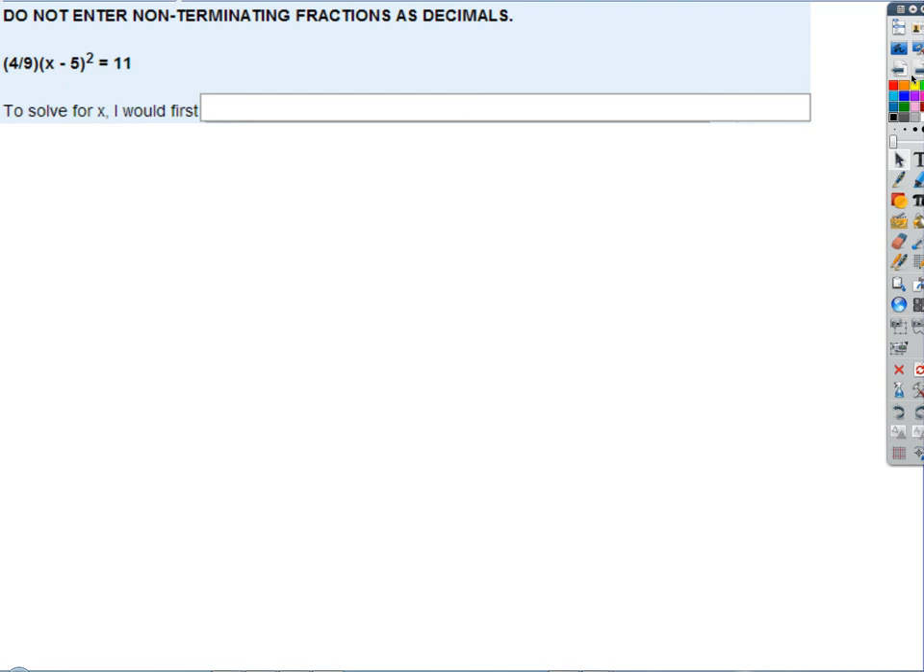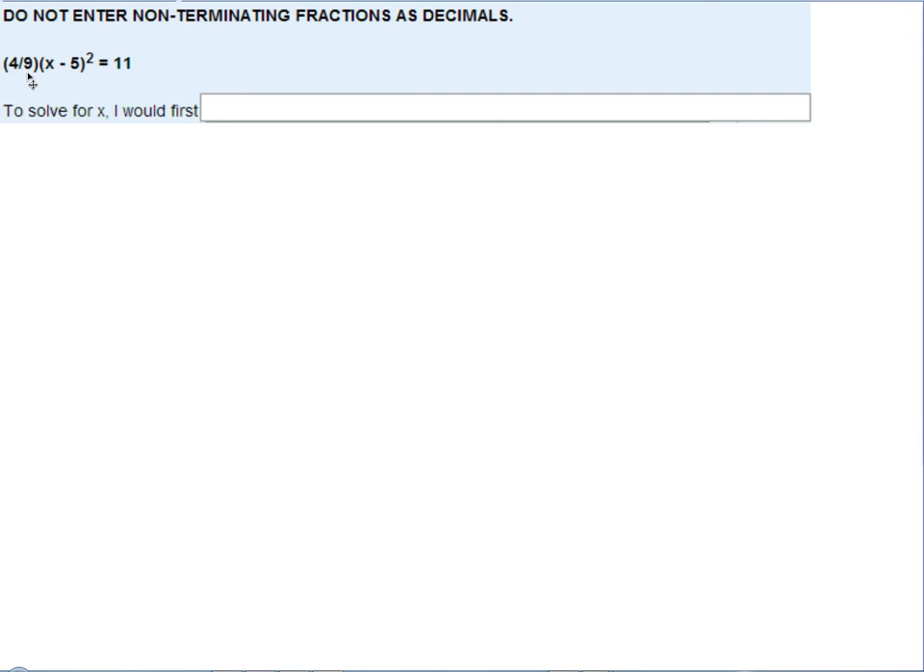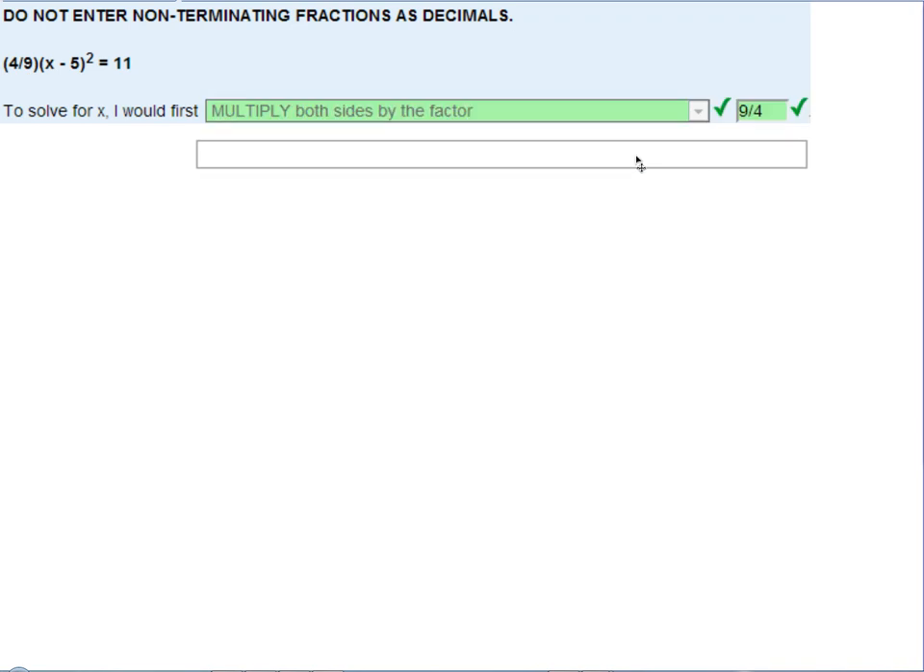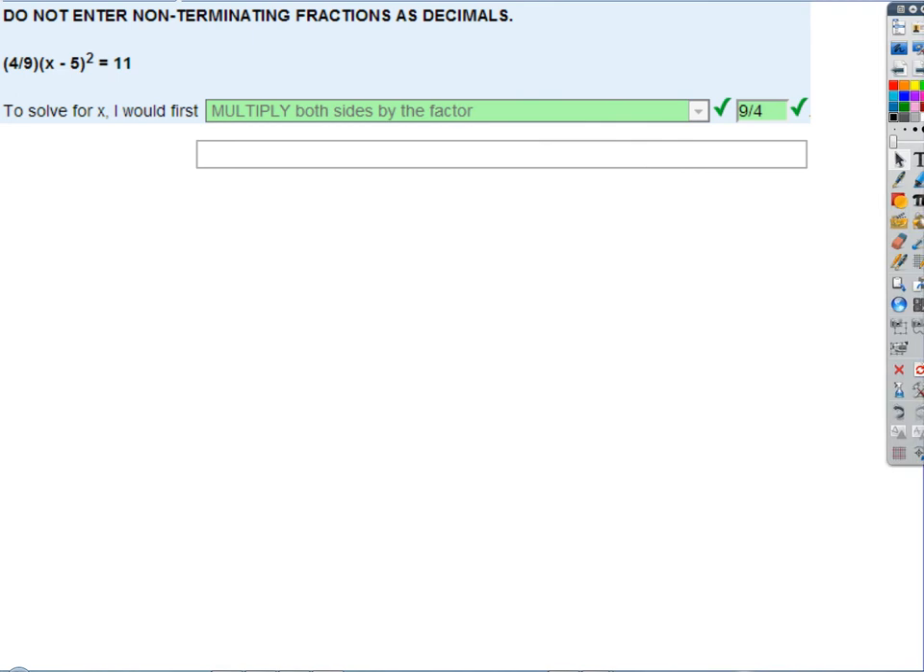Now, what about this guy? This one's a little bit... Multiply by 9/4. Okay, good. Now, I'm going to isolate x, because there is a single x that I can point to. To get it by itself, first thing I have to do is get rid of that 4/9 that's being multiplied. How do I get rid of a 4/9? Well, I multiply by the reciprocal. Easy skeezy. Multiply both sides by the factor 9/4. Okay?